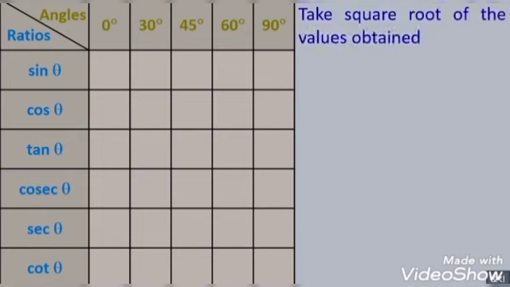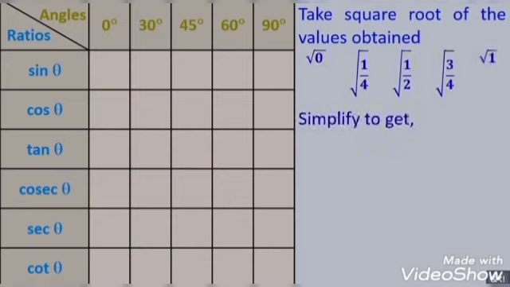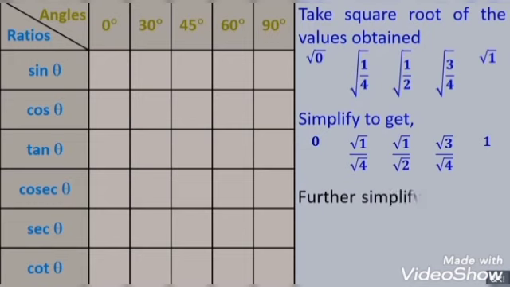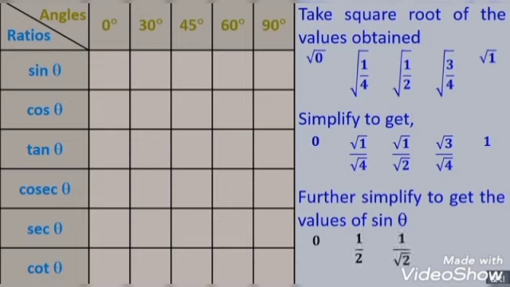Now take square roots of the values obtained, like root 0, root 1 by 4, root 1 by 2, root 3 by 4 and root 1. Now simplify. We get 0, root 1 by root 4, root 1 by root 2, root 3 by root 4 and 1. Further simplify to get the values of sin theta, that is 0, 1 by 2, 1 by root 2, root 3 by 2 and 1.